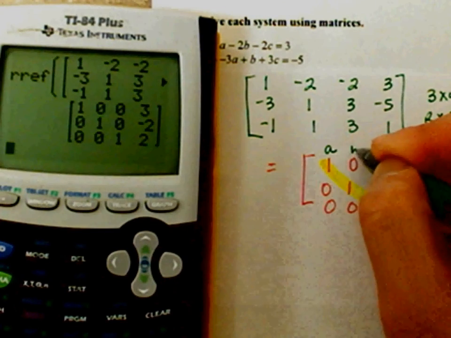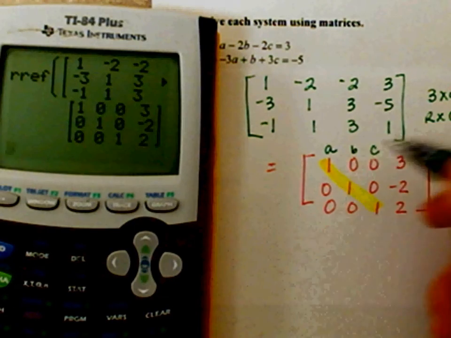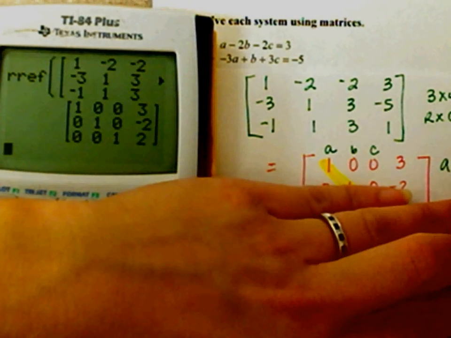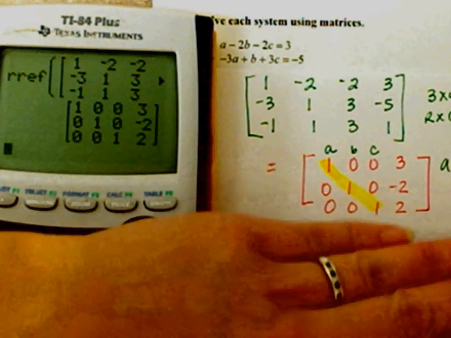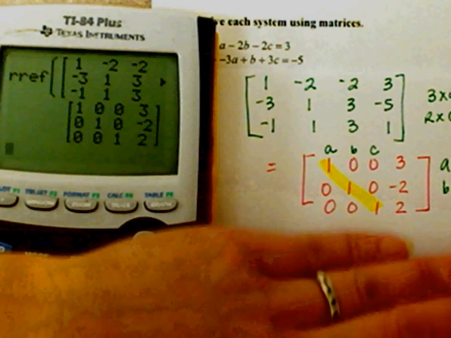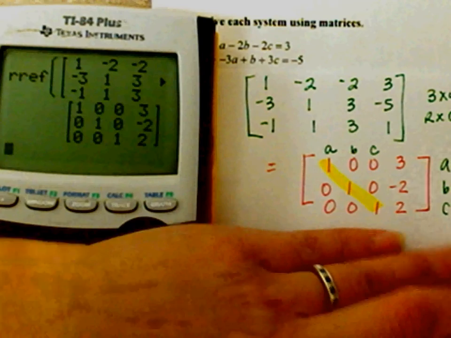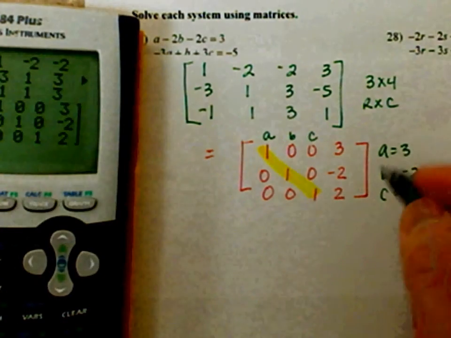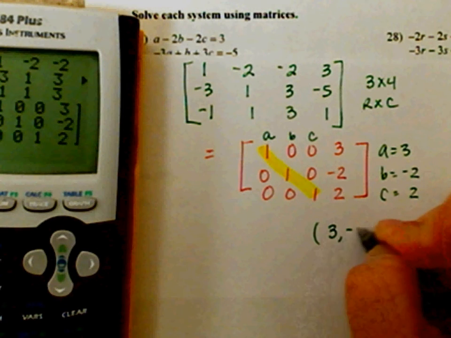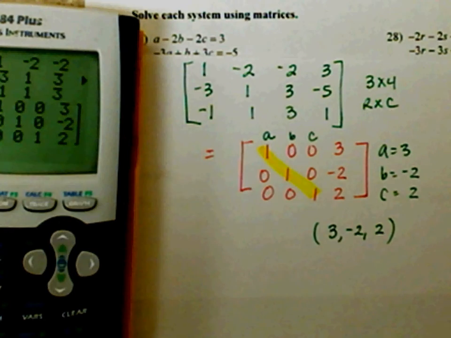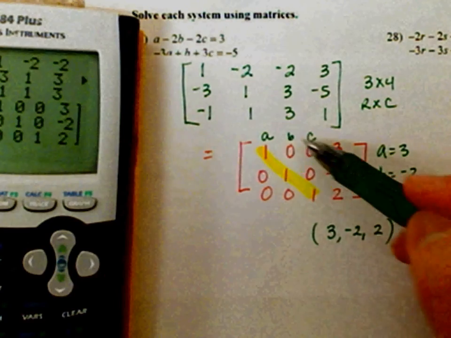Here's your A, here's your B, here's your C. Okay? So if you look at this one, what does it say? 1A is equal to 3. Look at your B. 1B is -2. 1C is 2. So there you have your answer for A, B, and C. Or you can write it like this, 3, -2, 2. So there you have that solution, okay? Just make sure it's all zeros and ones right here.